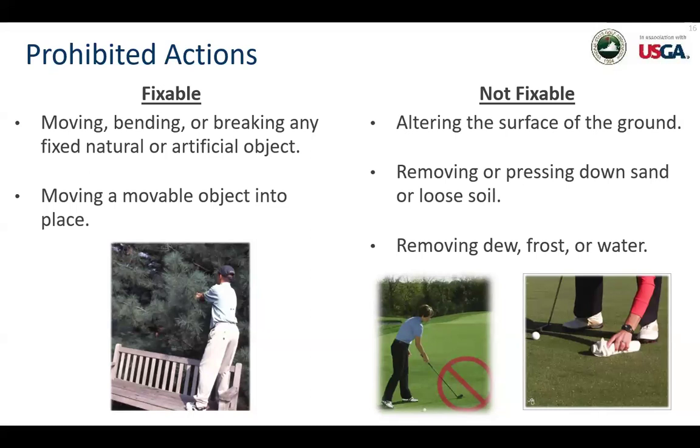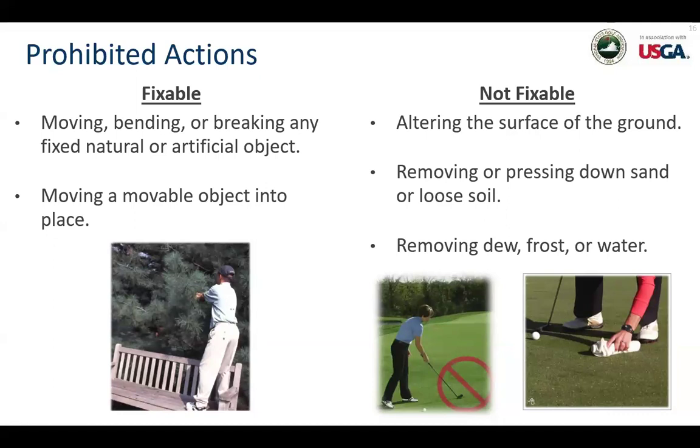But then I'm going to the left side. So we do something that is a prohibited action and that does involve an improvement in Rule 8. But there are a couple of things within the rules that allow us to backtrack and fix those. So if you move, bend, or break any fixed or natural object, you can fix it by returning that exact object to that exact spot.